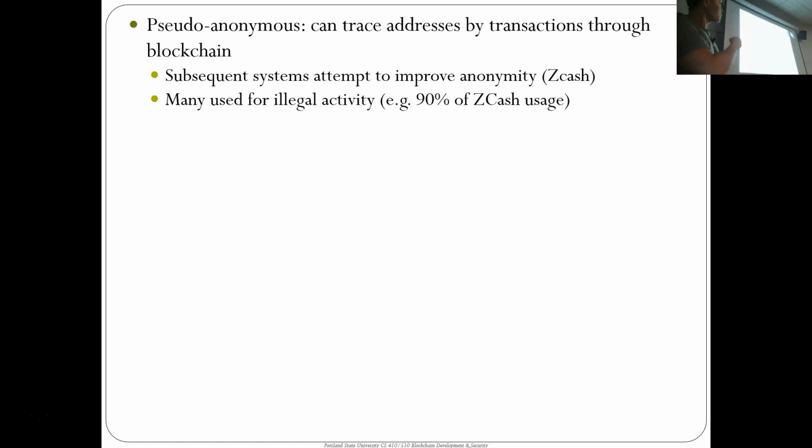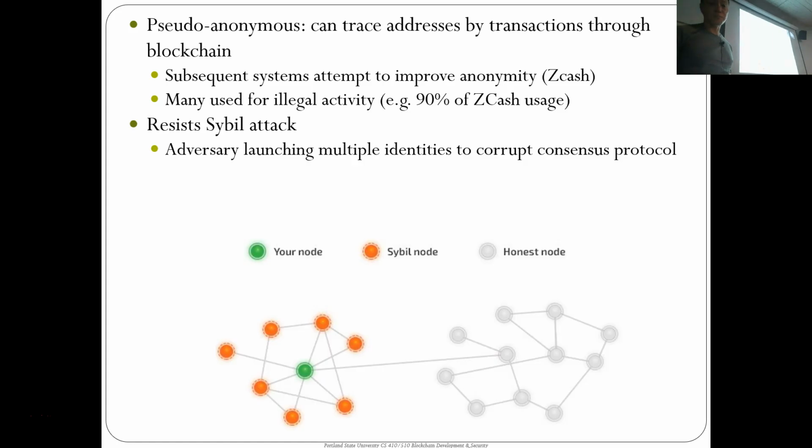But 90% of Zcash usage is done to support illegal activity. So this is one of the things that law enforcement is going to have to struggle with in terms of tracking this. Okay, another nice thing about this is that it resists the Sybil attack.